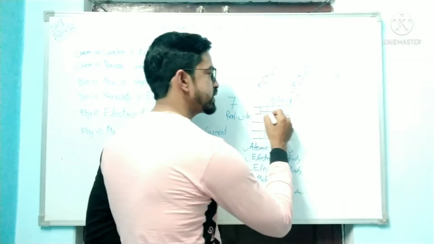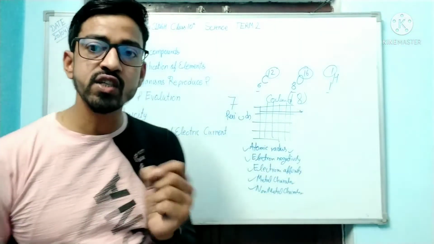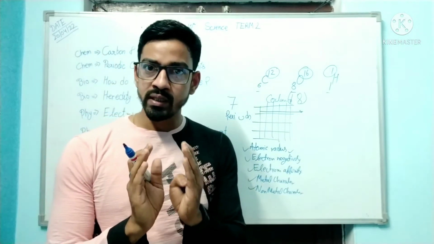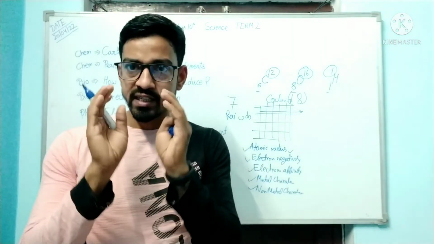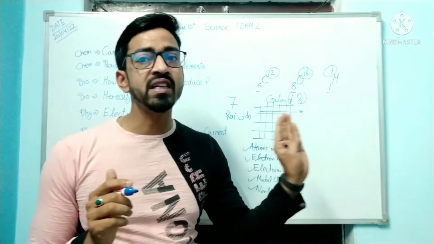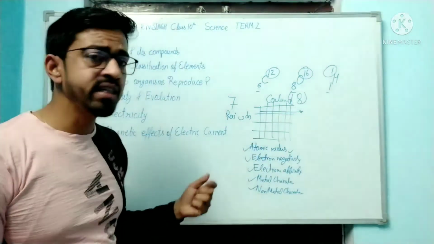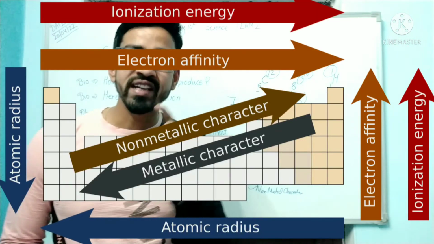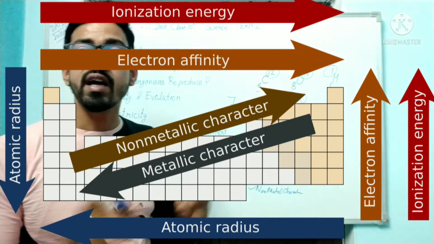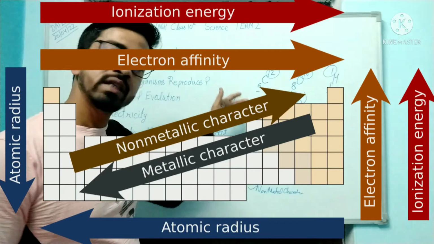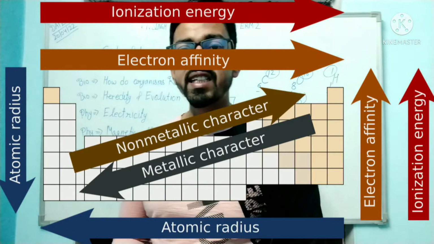When going left to right in a period, the atomic radius decreases because electronegativity increases. The number of protons increases, but the number of electrons, due to the valency, decreases. That's why in periods the atomic radius decreases. But in groups, because at the top very small elements are placed and at the bottom heavy or complex elements are placed, which were discovered later, the atomic radius obviously increases.